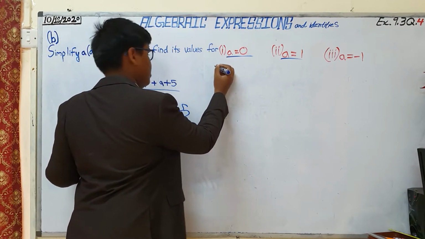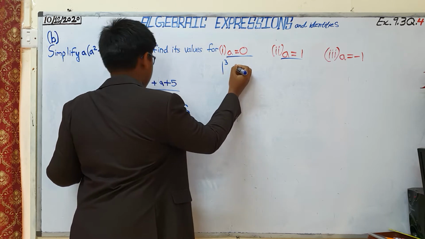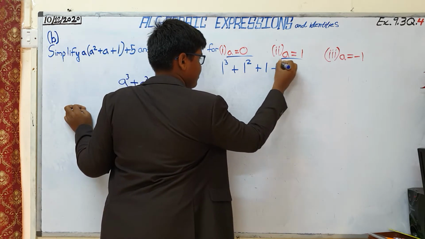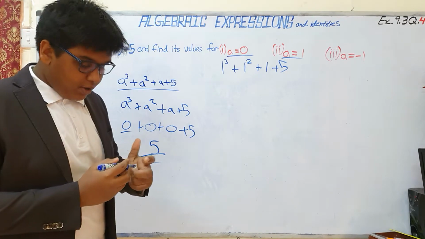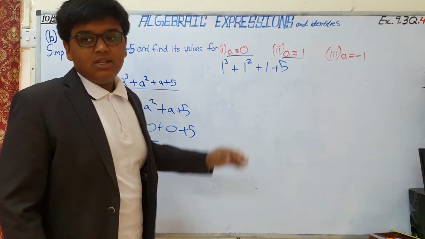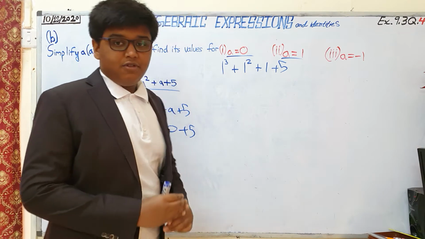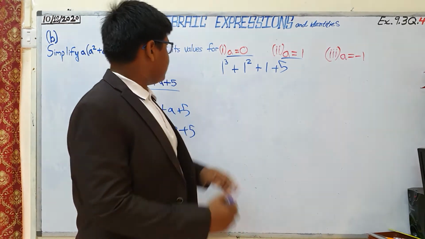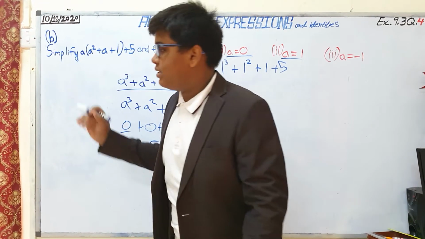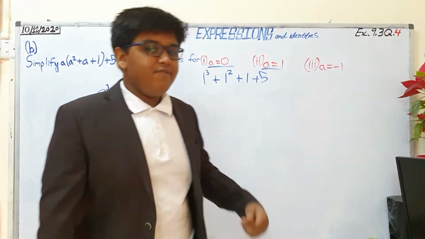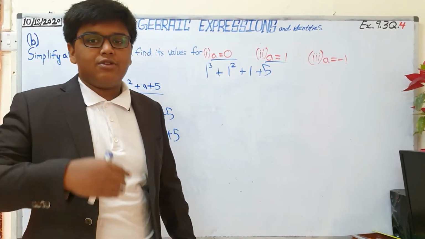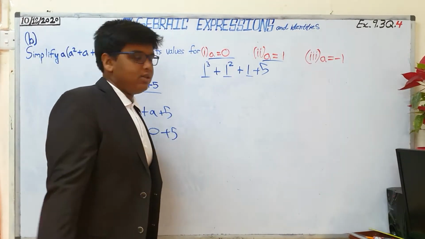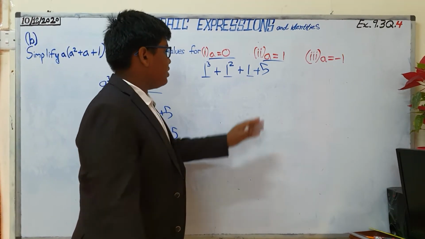Now let's start from here. A's value will be 1 raised to the power 3 plus 1 raised to the power 2 plus 1 plus 5. Now here we don't need to look at the powers. In this question it is not necessary to look at the powers. For the variables it's okay to have powers, but for numbers we don't need to calculate them. So we are just going to add the whole numbers, the constants.